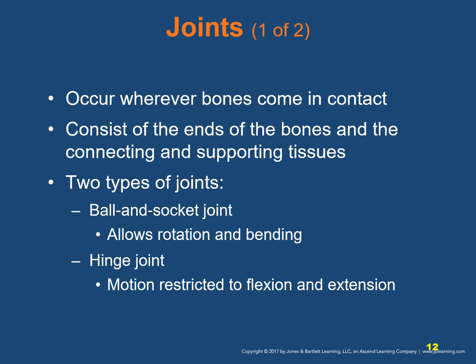There are 2 types of joints. You have ball and socket joints, which are like shoulders, which allow rotation and bending, and a hinge joint, which is what you find in fingers, elbows, and knees, which are the largest joints in the body. The motion is restricted to flexion, which is bending, and extension only.